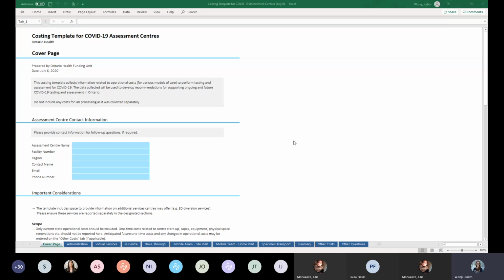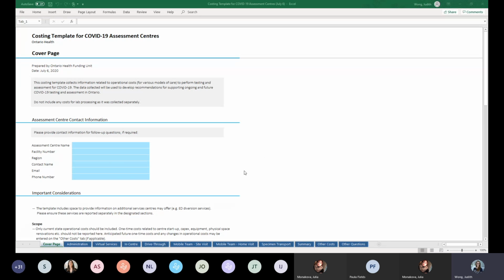So a couple of general context pieces about this template. We developed this template in consultation with a number of assessment center volunteers that agreed to help share some of their experience with what their assessment center operations look like. And we really appreciate that. Thank you to those centers.